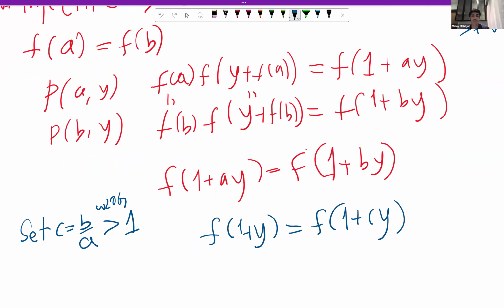So we have got this condition which is quite strong. It says suppose f of a is f of b, then f of 1 plus ay is f of 1 plus by for all y. And we just wrote it differently. Is everybody on board so far?